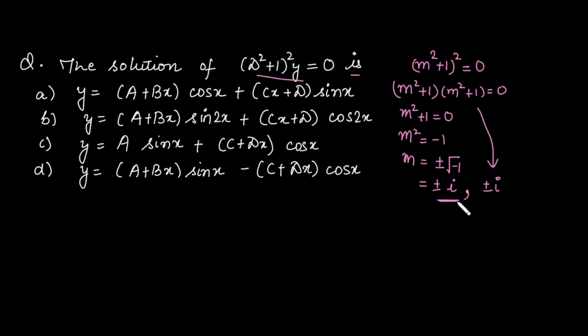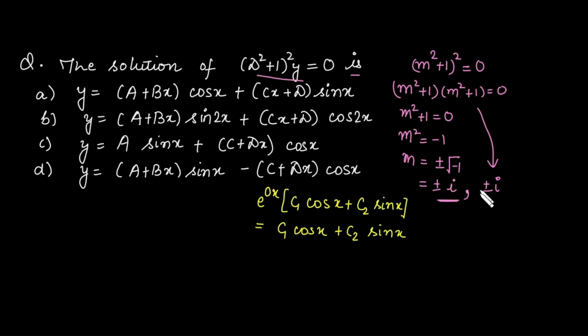So for this case, how to write the answer? If the roots are complex and there is no real part, so answer is e raised to power 0x into c1 cos of x plus c2 sine of x. E raised to power 0x is 1. So we can write this as c1 cos of x plus c2 sine of x. And for this case, since the roots are repeating, we will write the same answer with a different constant.